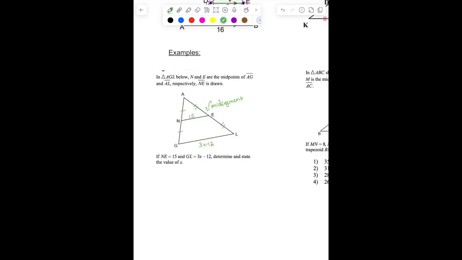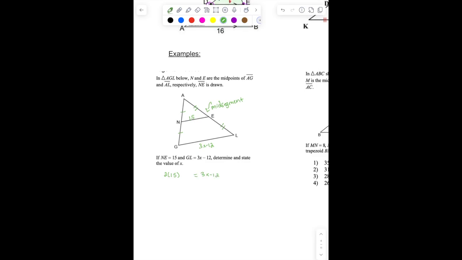Well, since we do have a midsegment, we know that the midsegment is half the length of the base. So if I double the midsegment, if I double 15, then I should get the base or the third side. So now I have my equation and I can solve really quickly. I'm going to add 12 to both sides and I have 42 equals 3x. The only other thing I have to do here is divide both sides by 3.